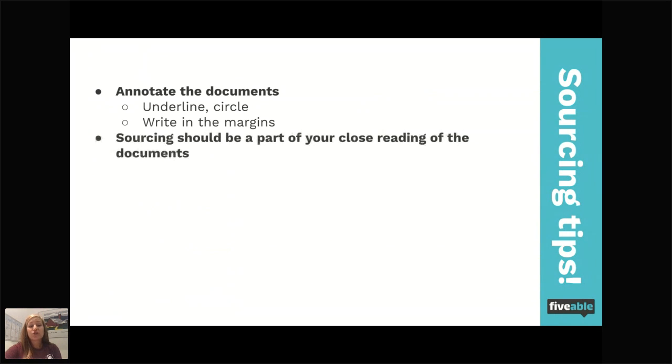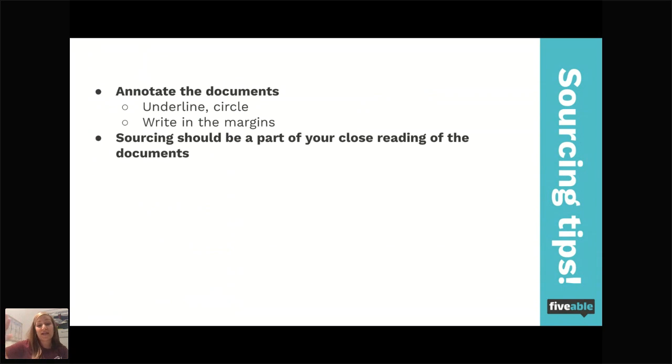Now, sourcing should be a part of your close reading of the documents. You only have a short amount of time when you're reading the documents, but they don't snatch your documents away. You can continue to read, but make sure that you give yourself enough time to actually write the full essay. But doing the sourcing and writing in the margins and being aware of what's going on with the documents and their sourcing is going to save you a lot of time on the back end.